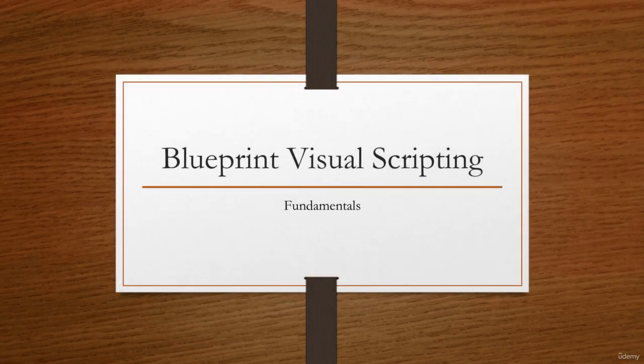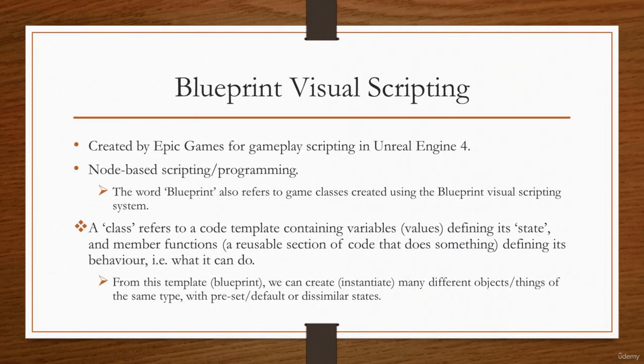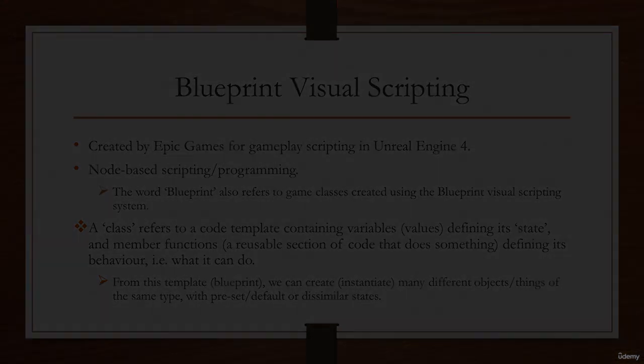The goal with this video is to introduce you to the Blueprint Visual Scripting System in Unreal Engine 4. The Blueprint Visual Scripting System was created by Epic Games for gameplay scripting. It is a node-based scripting or programming system. So instead of writing text-based scripts or programming in a text editor, we basically wire nodes together to create our logic. The word blueprint also refers to game classes created using the Blueprint Visual Scripting System.